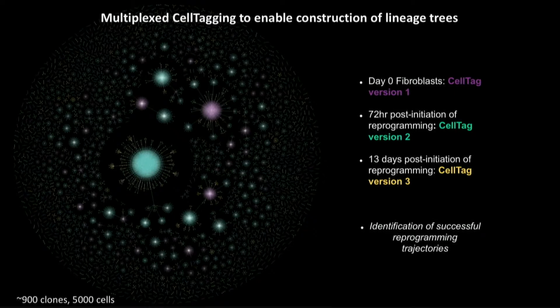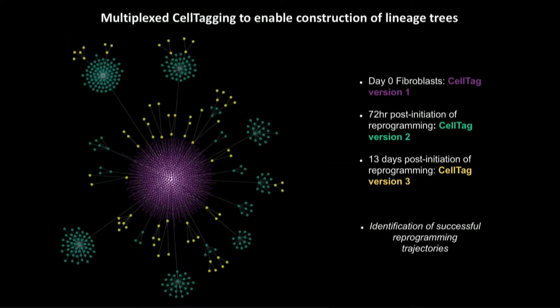Now, how do we actually reconstruct the lineages? We use a force-directed graphing approach. If we zoom in here onto one lineage, we can see in purple our MEF-tagged clones, and then arising from here, we have several subclones that are related by way of this original clone, and these are tagged just after reprogramming, and then in yellow here are the subclones that were then tagged at day 13. So we can build hundreds and thousands of lineages in this way.